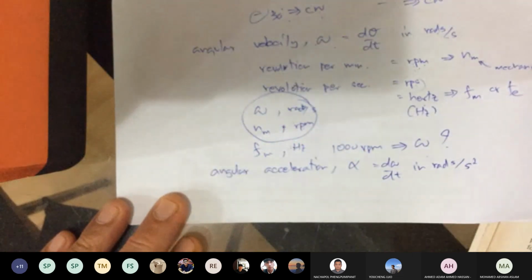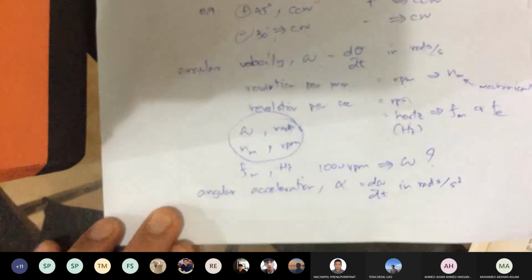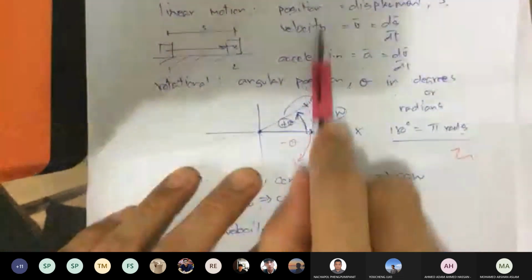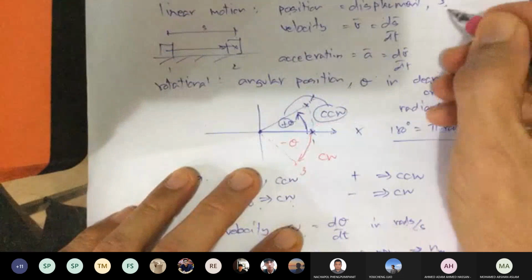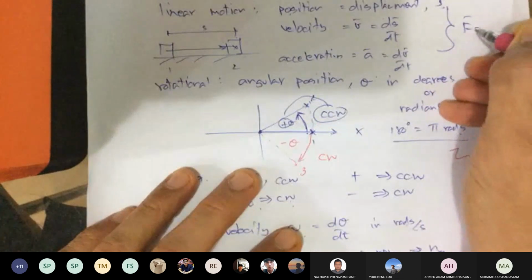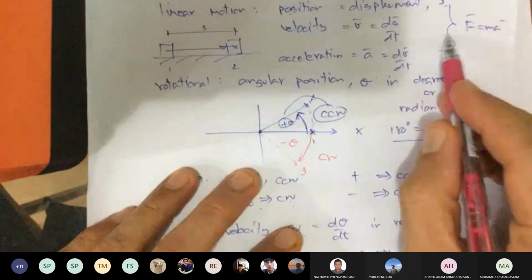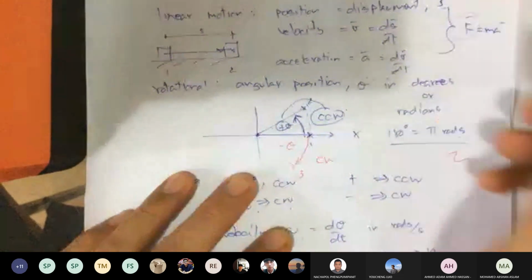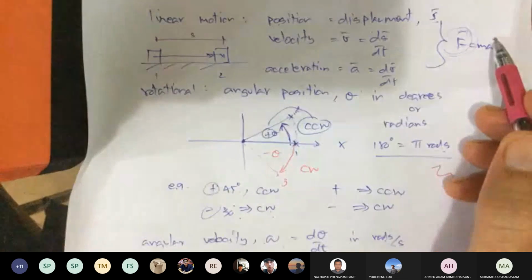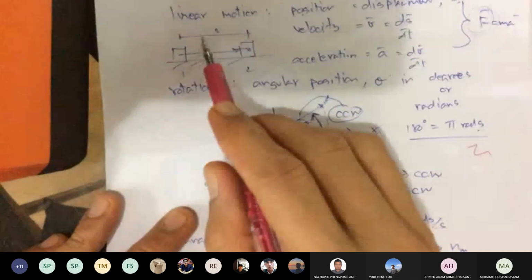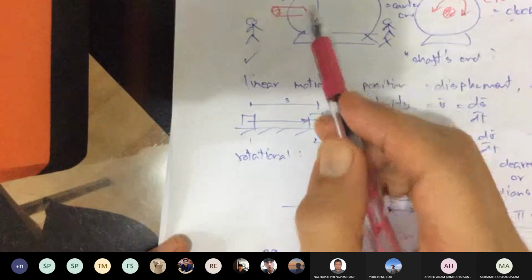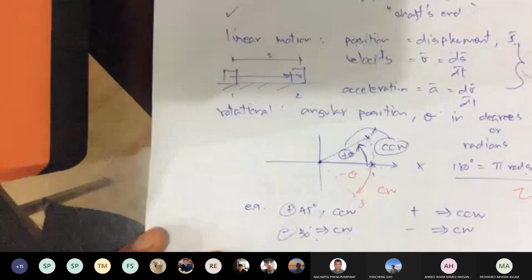Now, there's one more thing that relates in terms of linear motion. That belongs to Newton's law. If you remember Newton's law, you have this relationship, F equals ma. Force is mass times acceleration. So we have force in linear motion. In rotational motion, force doesn't really matter much. What matters more is torque.